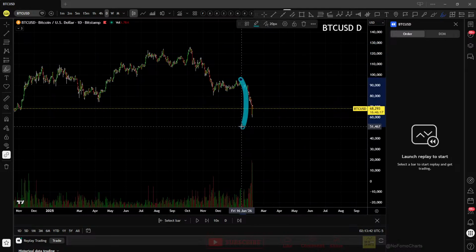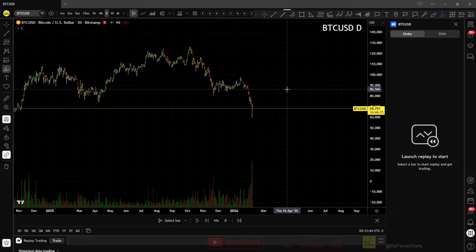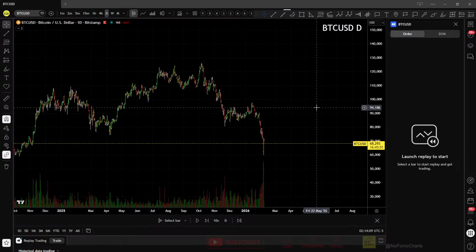And then why is it crashing so hard? There's probably up to 5 to 10 fundamental macro news items, like political, government, corporate. There's just so many bearish news that happened in 2 weeks about Bitcoin and corporations and government, etc.